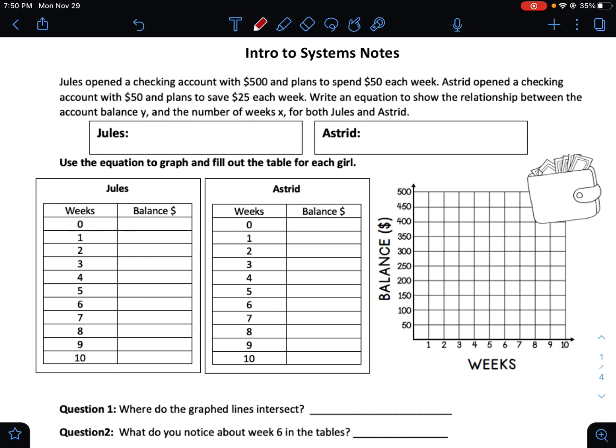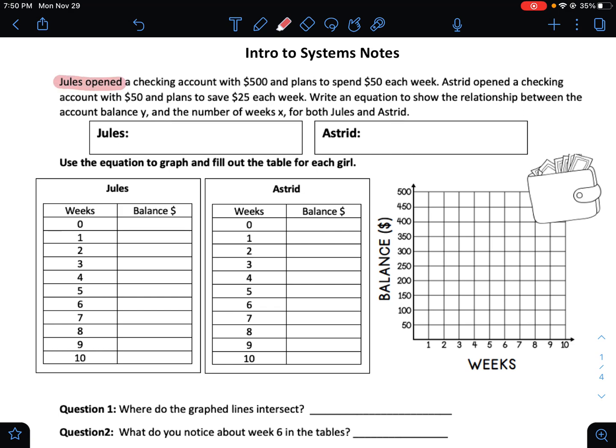So starting off with a word problem, Jules opened a checking account with $500 and plans to spend $50 each week. Astrid opens a checking account with $50 and plans to save $25 each week. Write an equation to show the relationship between the account balance Y and the number of weeks X for both Jules and Astrid. So we're going to start off with writing an equation just for Jules.